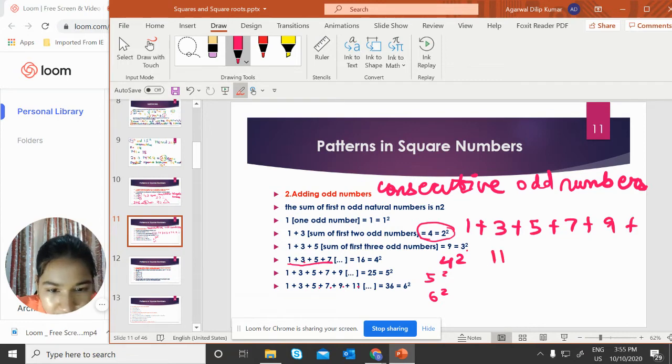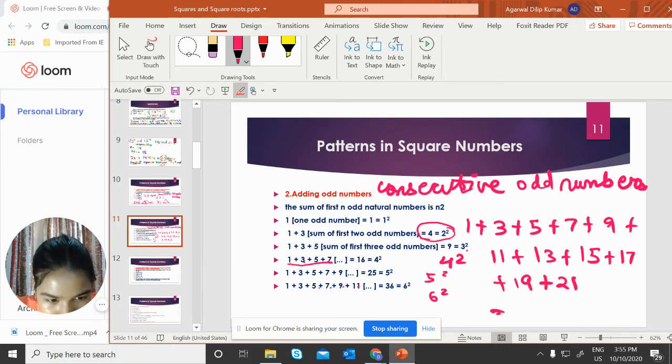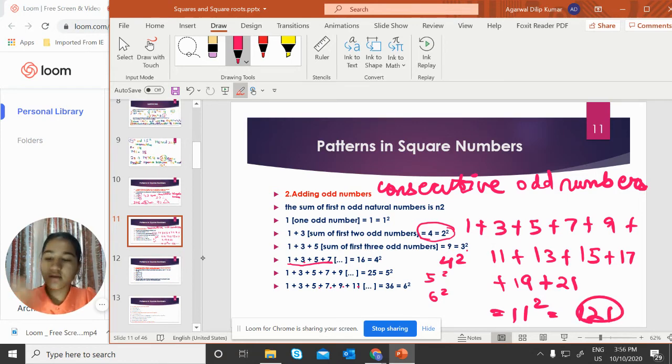Now let's take an example: 1 plus 3 plus 5 plus 7 plus 9 plus 11 plus 13 plus 15 plus 17 plus 19 plus 21, and we have to find the sum. What are you going to do? Count how many numbers we have used: 1, 2, 3, 4, 5, 6, 7, 8, 9, 10, 11. So it will be 11 squared, 121. Sum is done. Very simple, right?